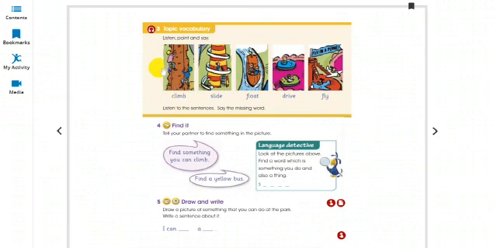Climb, climb, slide, slide, float, float, drive, climb, climb, slide, slide, float, float, drive, drive, fly, fly.